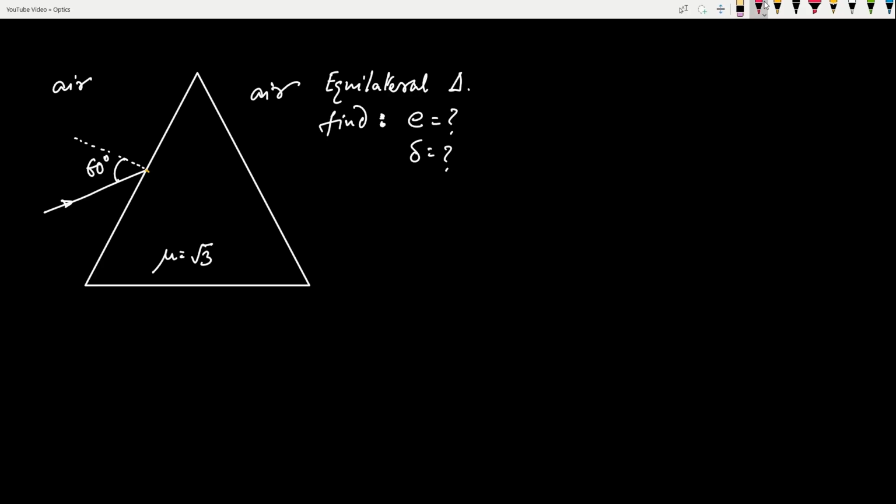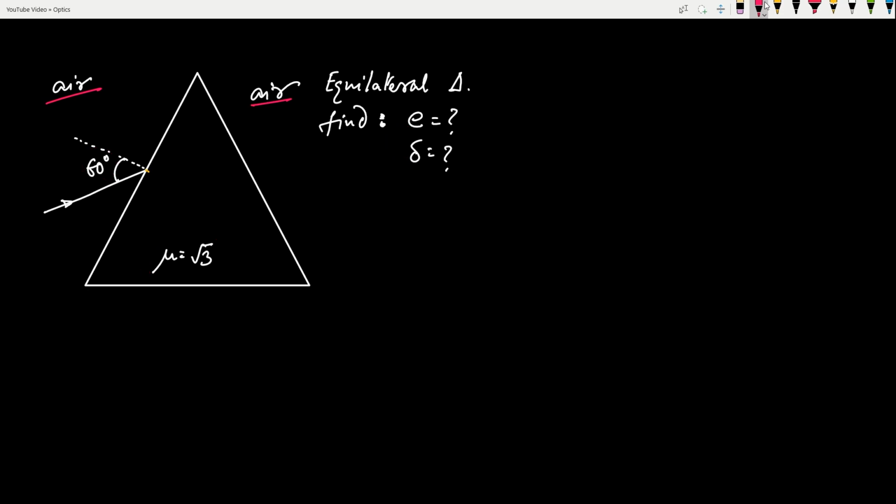Okay, now let's look into this question. It says that the glass prism is an equilateral triangle and it is kept in air, as you can see. The refractive index of the prism is given to be √3, and the angle of incidence on the first surface is 60 degrees. These are all the given data, and the question is to find the angle of emergence and the angle of deviation. Now how to do that?